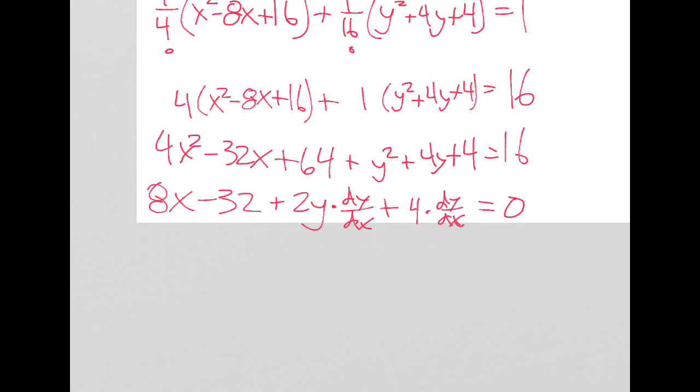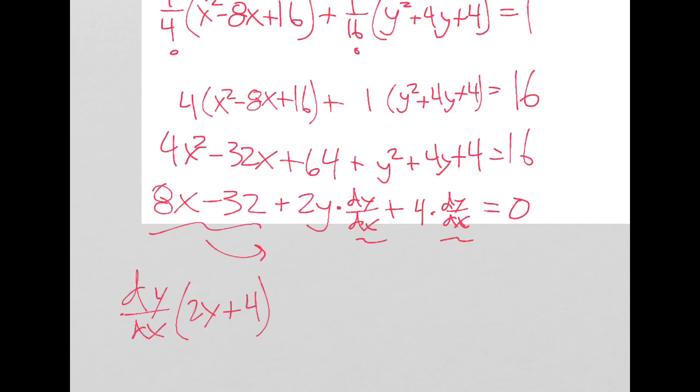So now I need to collect these dy/dx terms and move everything else over. So I'm going to factor out the dy/dx from my 2y and my 4, and I'll be left with, in parentheses, the 2y plus 4 equals, I'm going to subtract everything else over. So I'm going to subtract 8x and add 32. So I'll write 32 minus 8x right there.